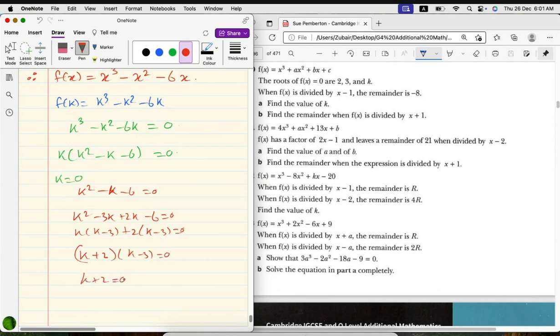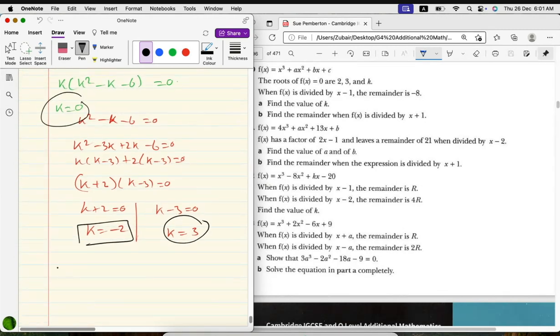K plus 2 equals 0, so k equals minus 2. K minus 3 equals 0, so k equals 3. So 3 is already there, 0 is already there. So the new number is minus 2. Therefore, k equals minus 2.